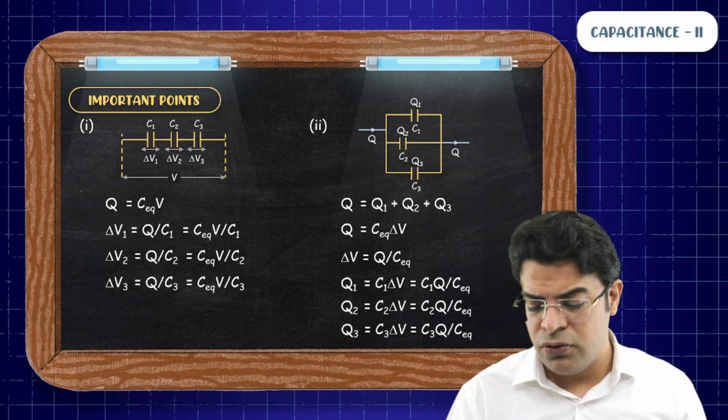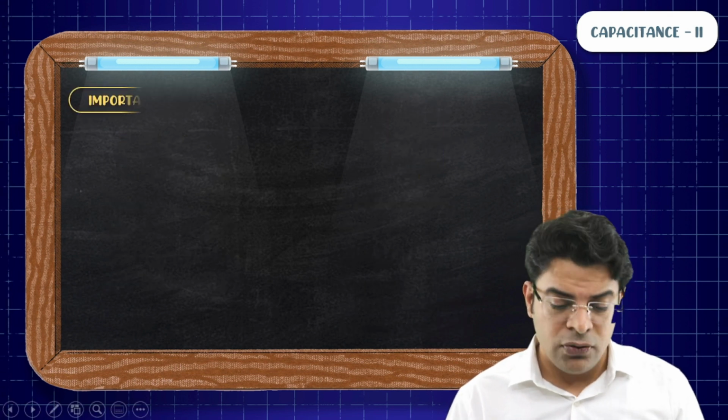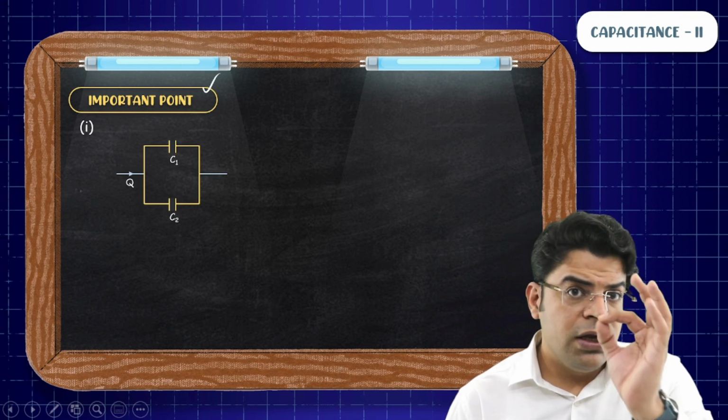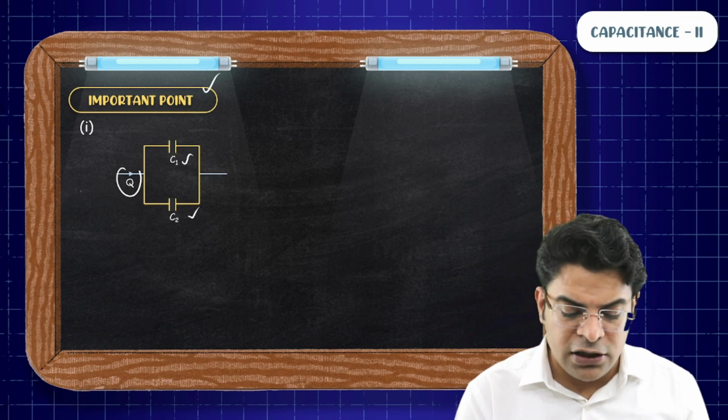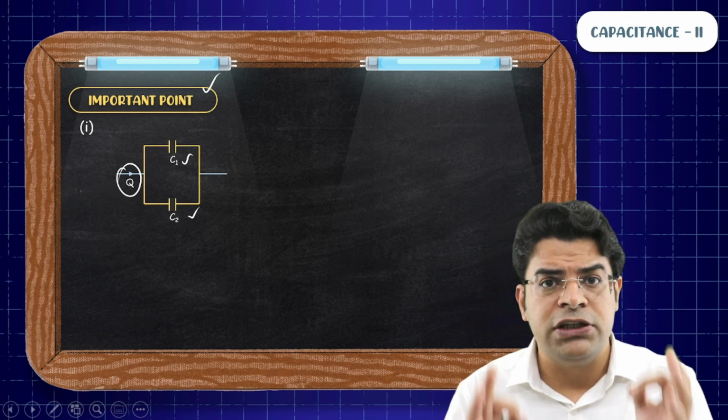But usually you do not have to work with three capacitors. You have to work with two capacitors. So let's look at the next important points. If you have two capacitors connected in parallel, with capacitance C1 and C2, and a charge Q enters into the system, what will be the charge on the first capacitor? What will be the charge on the second capacitor?